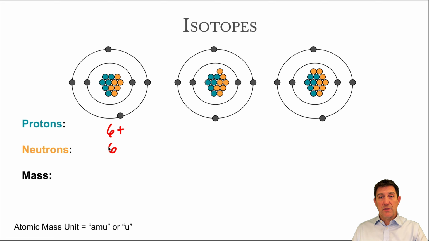We have 6 neutrons. To find the mass, we add the protons. It's the mass of the nucleus. We add the protons plus the neutrons. We get a mass of 12. So this is carbon 12. Carbon with a mass of 12.